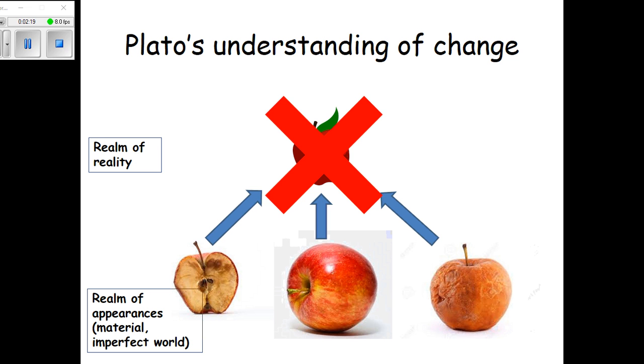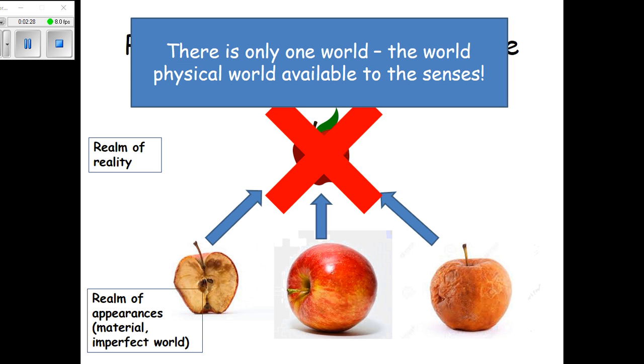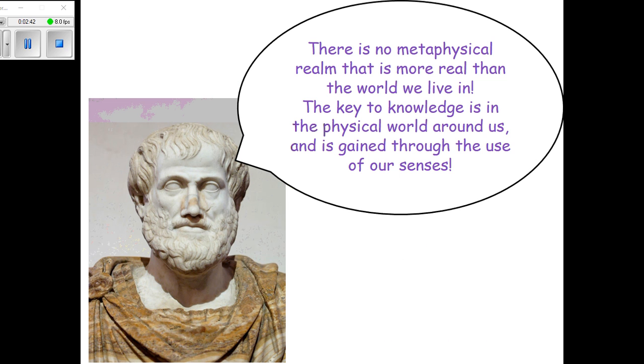Aristotle rejects the idea that there are two worlds. Aristotle rejects the idea of the forms. So for Aristotle, there is only one world, the physical world that's available to the senses. So if we remember, this is the world that Plato said wasn't really real. But for Aristotle, this is the only world. This is the only thing that is real. So Aristotle is doing something quite controversial here. He's breaking away completely from Plato, from his teacher.